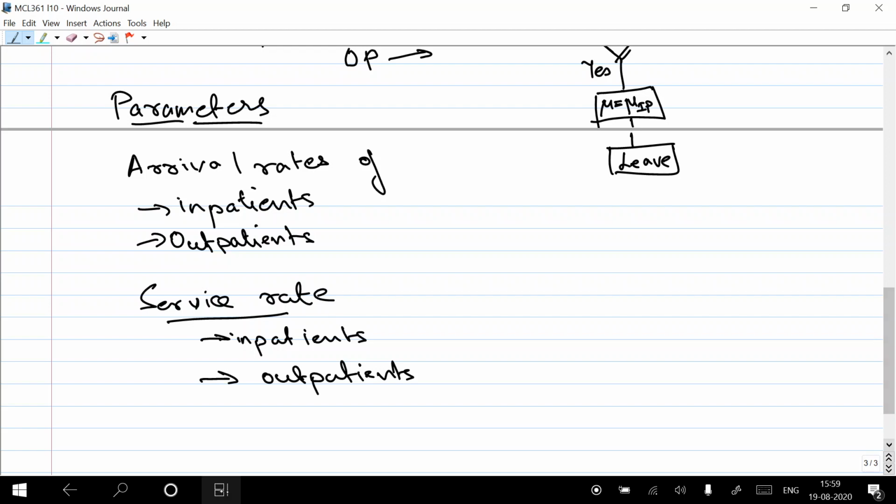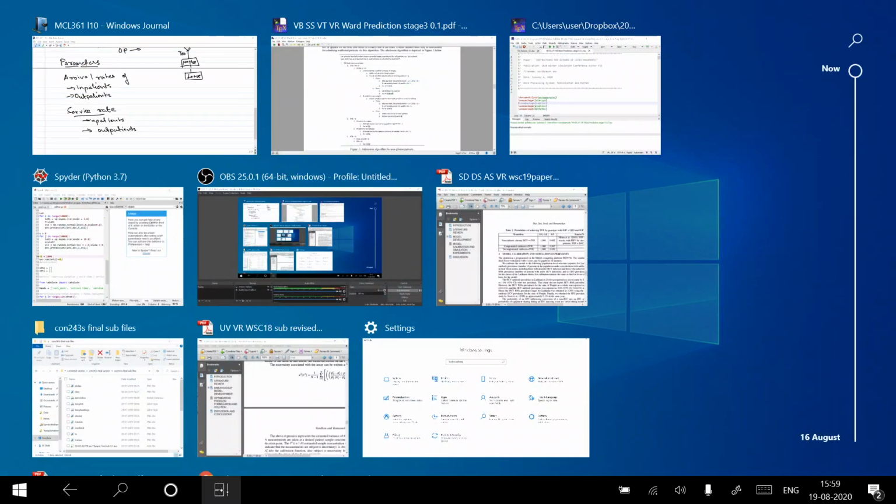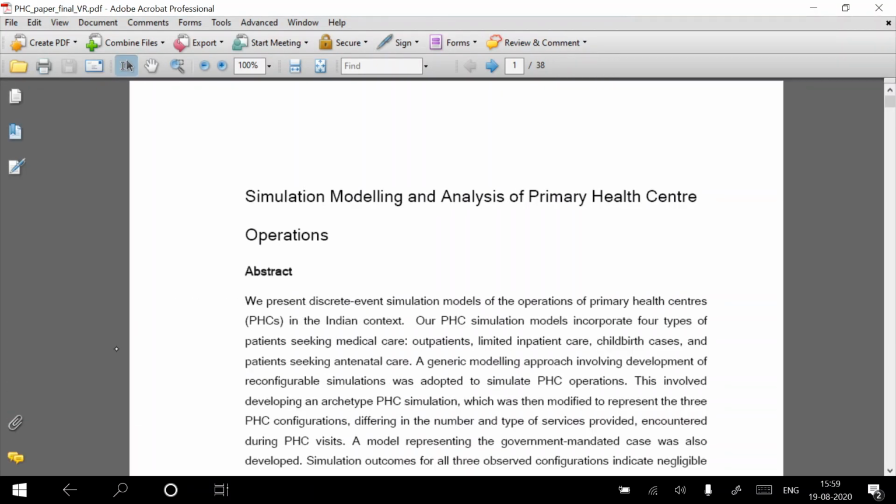So let me give you another example, right? Let's see. This is a paper that is currently under review, which I've written with one of my PhD students. So let me just show you.